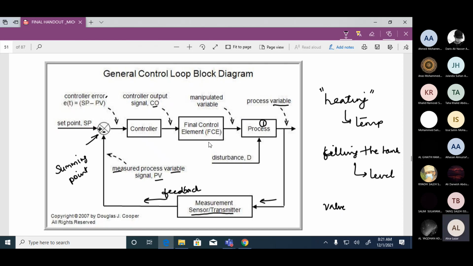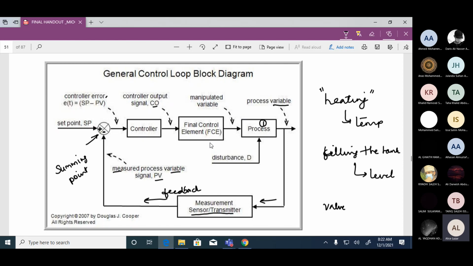Or we can think of the final control element, suppose it is a process of cooling. Cooling means you want to decrease the temperature. So maybe you can have a fan, or maybe you can have an air conditioner. So the decision is coming from the controller, but the action is taken by some other device. That device is called the final control element.